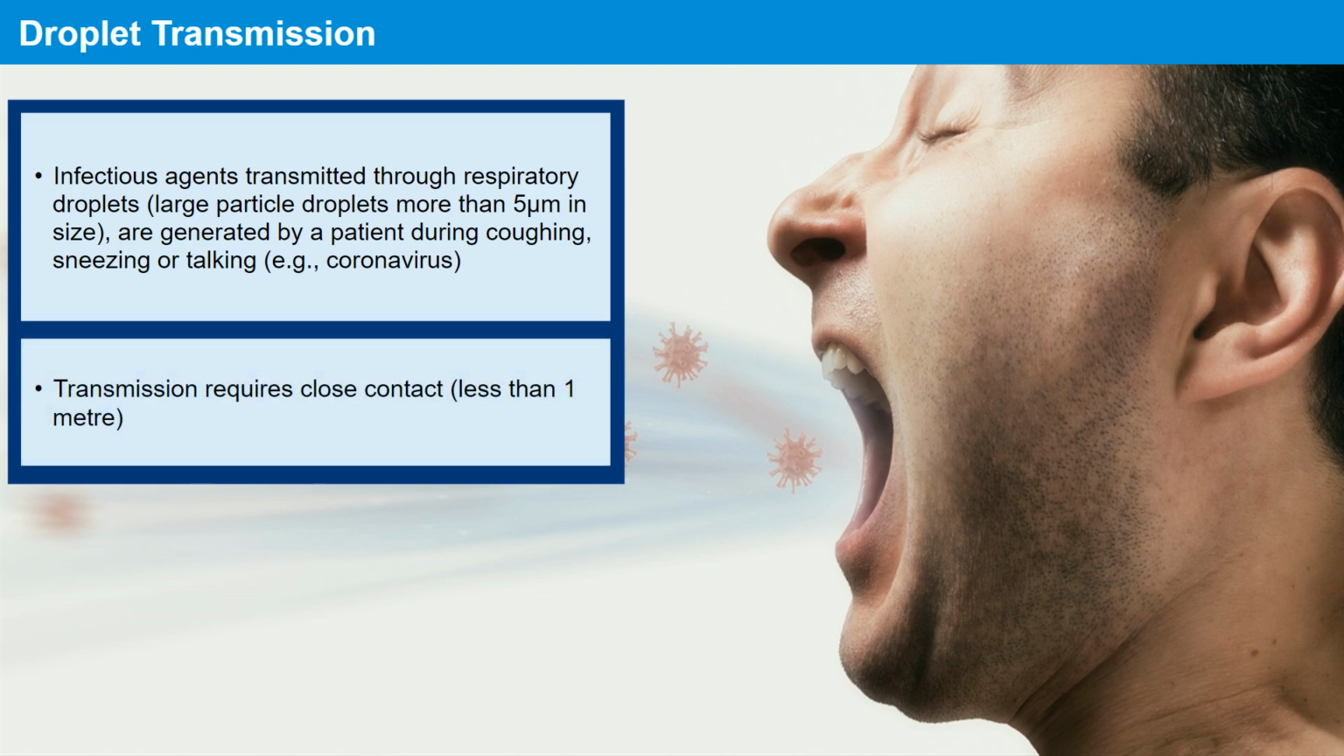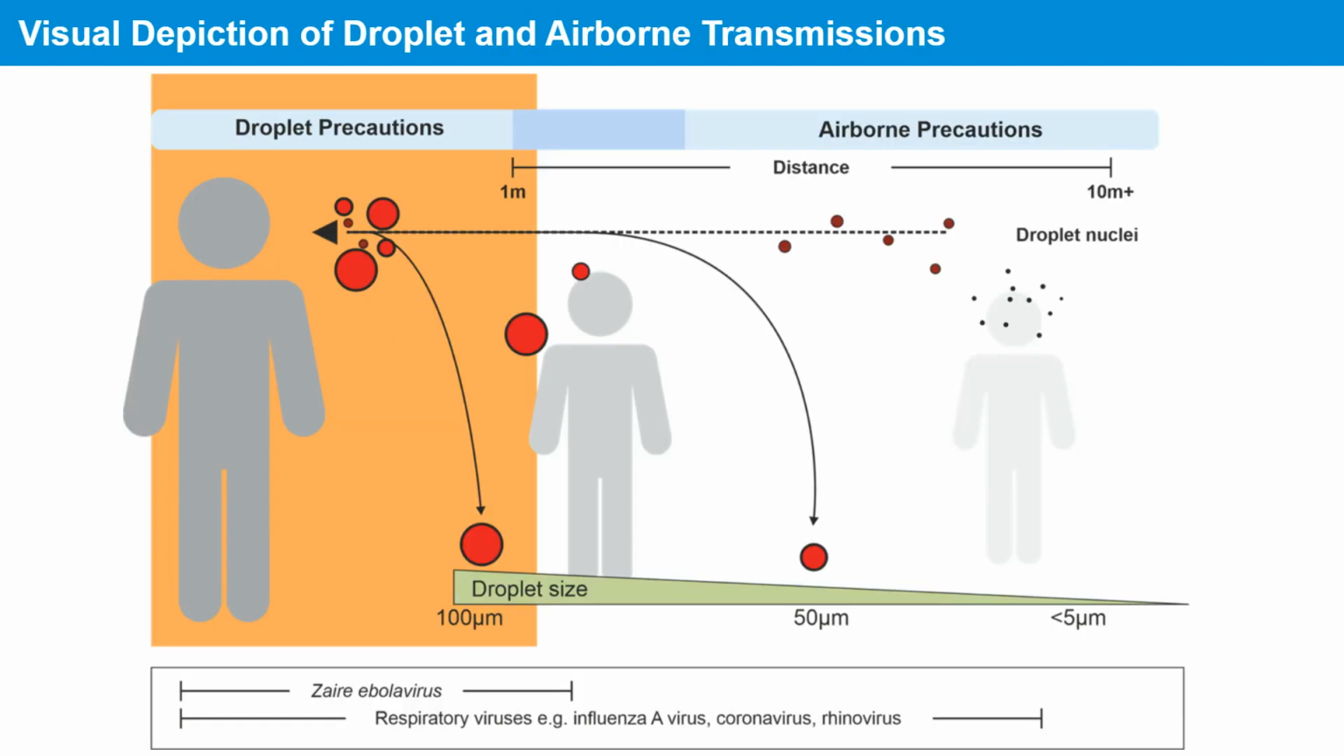Transmission requires close contact as droplets do not remain suspended in the air and generally only travel a short distance, less than 1 meter. Here you can see a simple sketch of droplet and airborne virus and bacterial transmission.